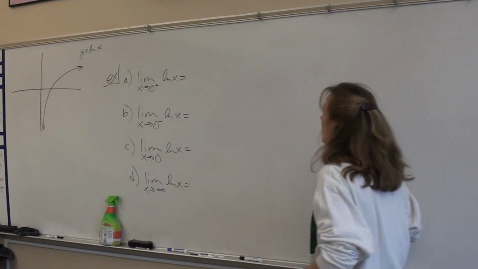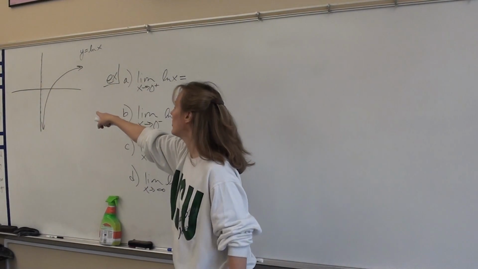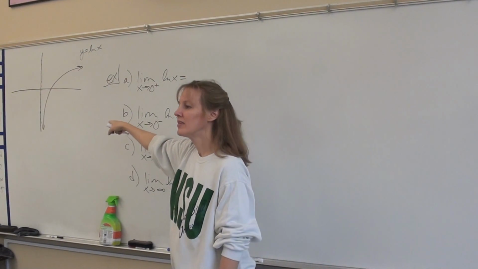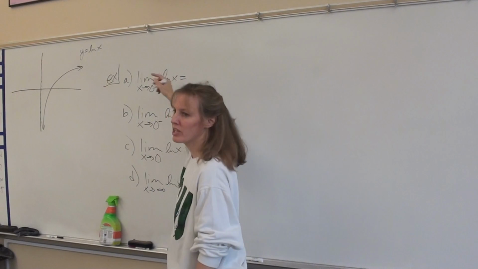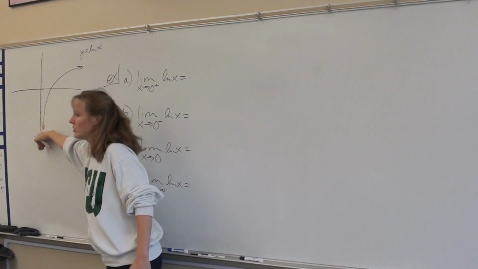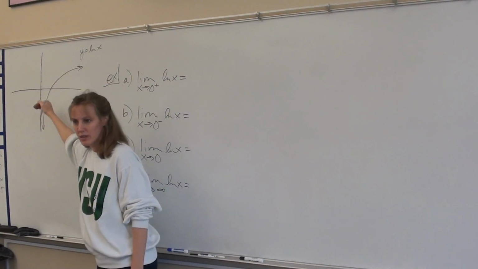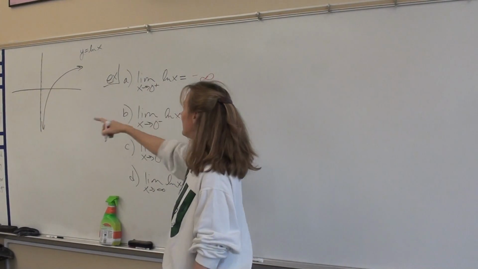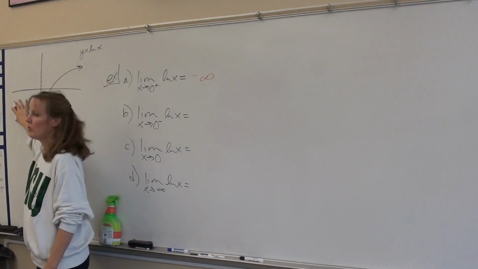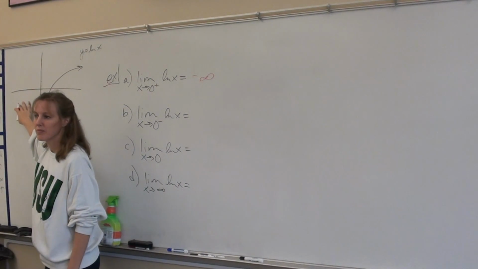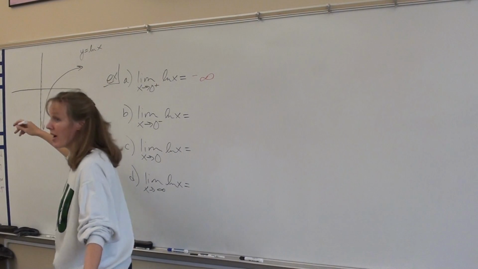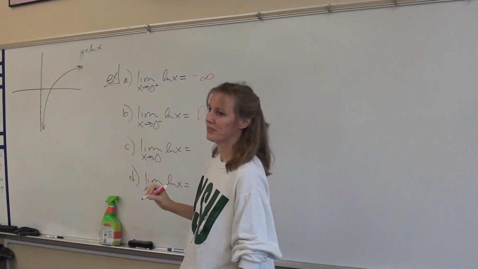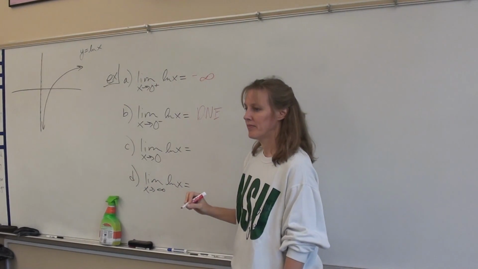Okay, so what is the limit as this function approaches 0 from the right? Negative infinity. Does everyone understand that? From the right, what y value is it pointing to? Negative infinity. From the left, what y value is it pointing to? Nothing. There's not even a graph there. So that's a great big does not exist.